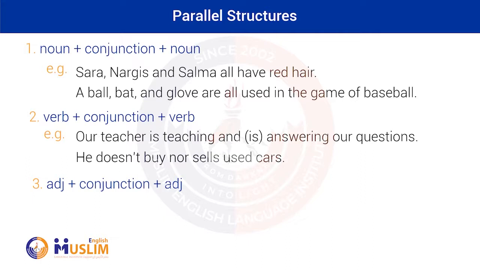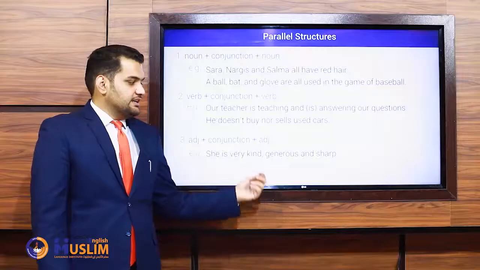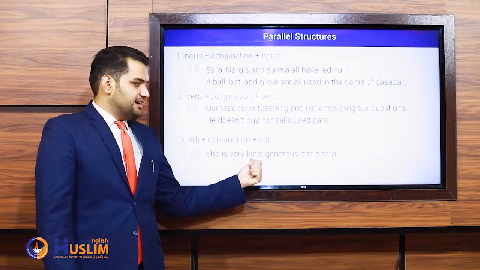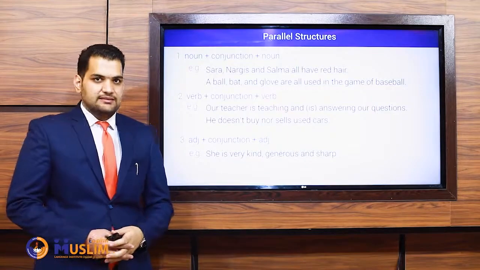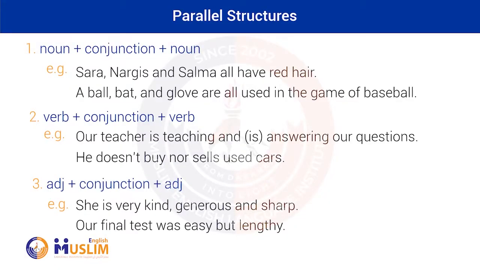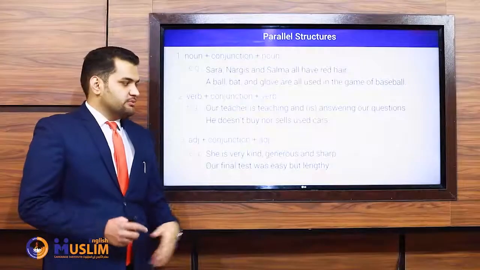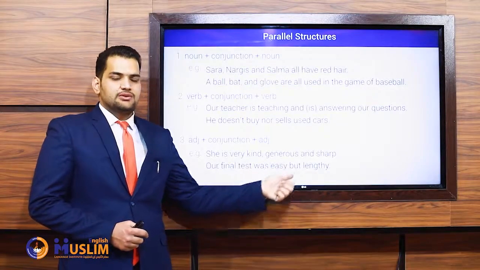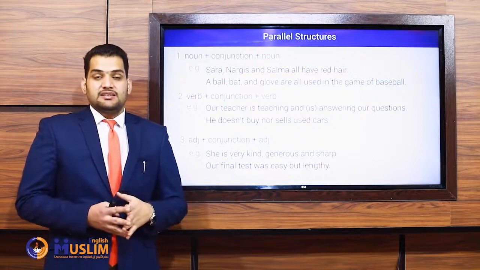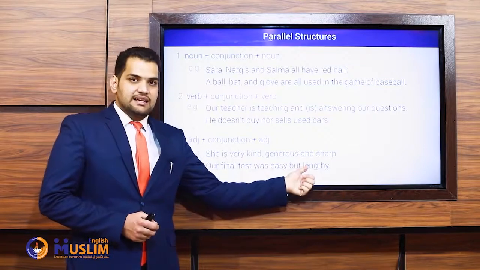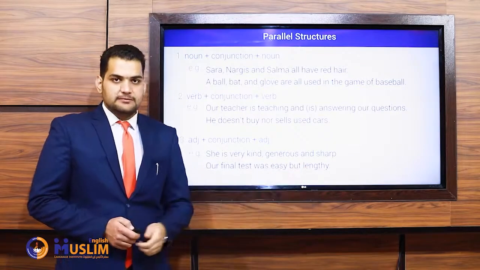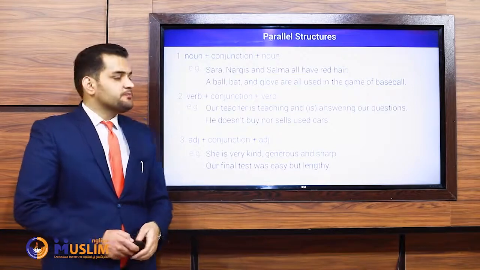Number three, we have adjective plus conjunction plus adjective. For example, she is very kind, generous, and sharp. Here, we have three adjectives: kind, generous, sharp, and we have combined them by using the conjunction and. Our final test was easy but lengthy. It's not important that you should always use the conjunction and. You can use any conjunction, especially coordinate conjunctions. So the adjectives are easy and lengthy, and we have the conjunction but, thus making a parallel structure.